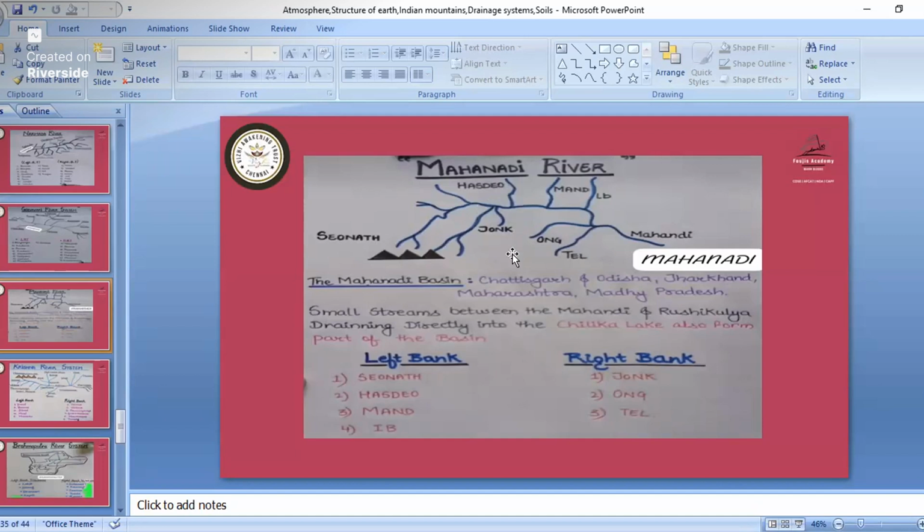For the Mahanadi river, the left bank tributaries are Shivnath, Hasdev, Man, and the right bank tributaries are Jong, Ong, Tel. The Mahanadi basin is in Chhattisgarh, Odisha, Jharkhand, Maharashtra, Madhya Pradesh.